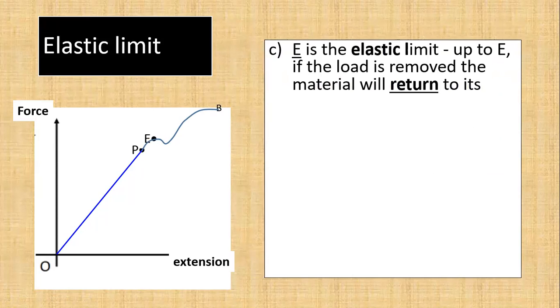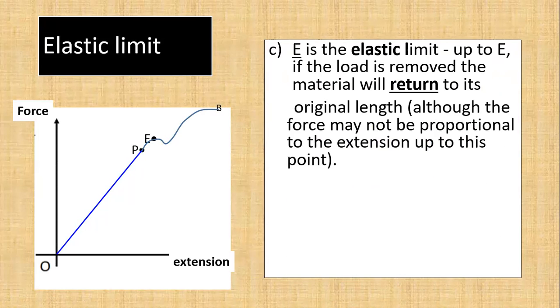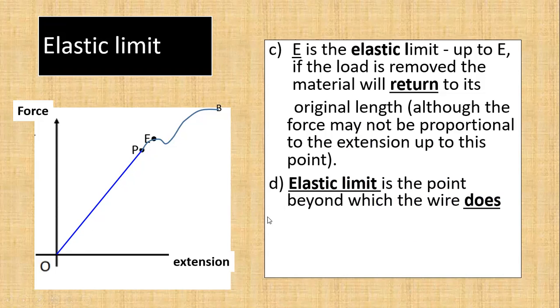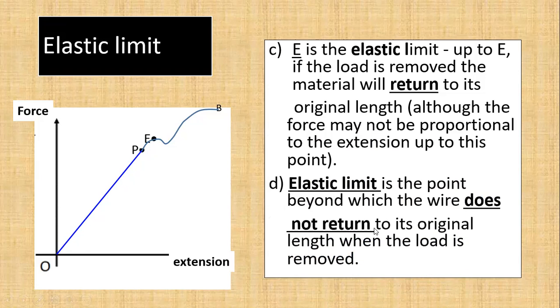Right? E is called the elastic limit. That means up to E, if the load is removed, the material returns to its original length. Except that it's not a straight line. That means this part there, the force is not proportional to the extension. Right? Keep that in mind. But it still returns to its original length. So we are asked to define what is elastic limit. It is the point beyond which the material does not return to the original length when the load is removed. Right? It's just a point on the wire.